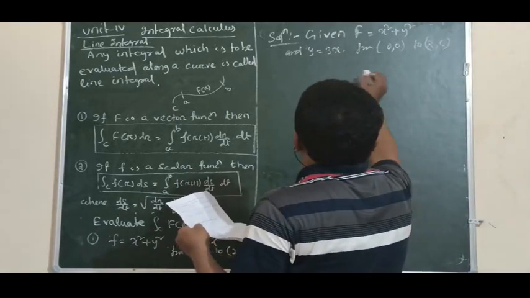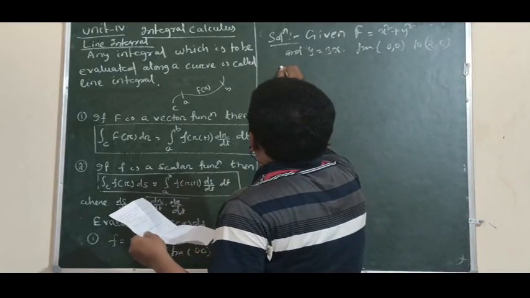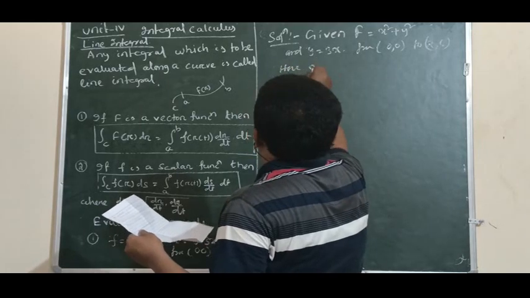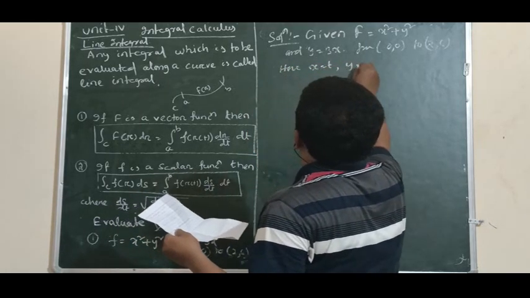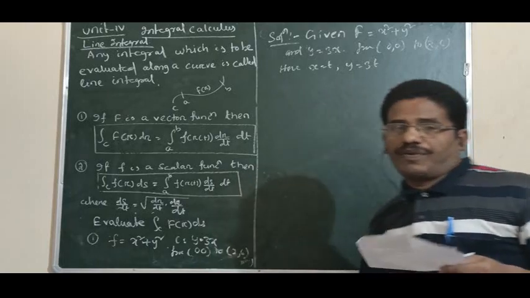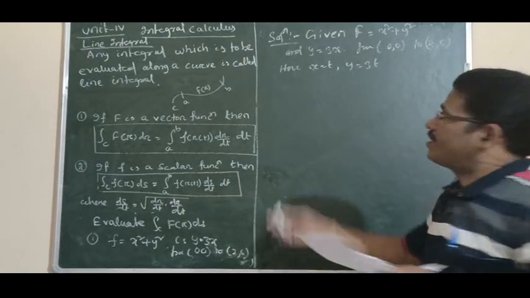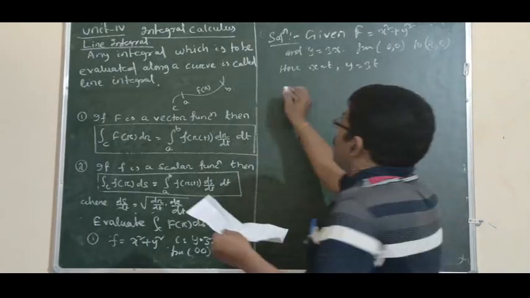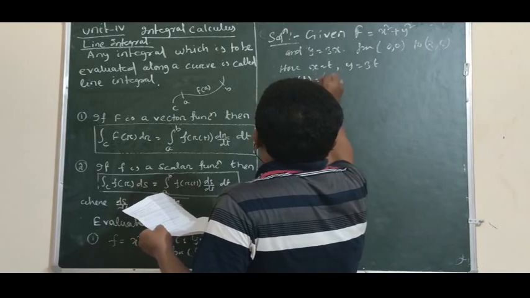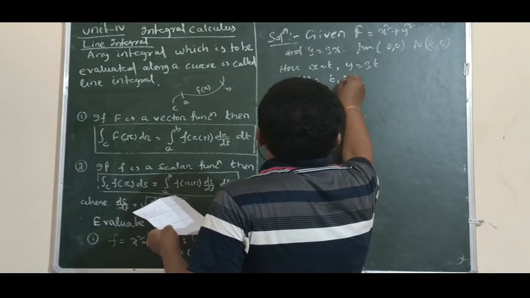Now, how to calculate? Here, x equal to t, y equal to 3t. This is the parametric form. Y is a function of x, so x equal to t. So your r of t is equal to t comma 3t.